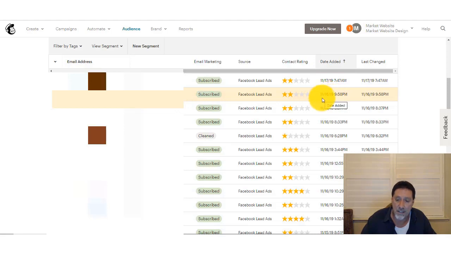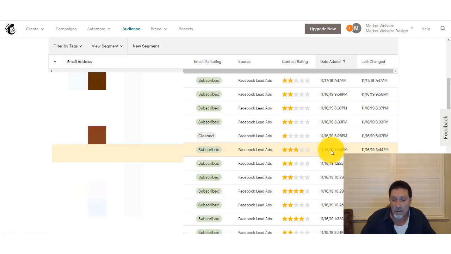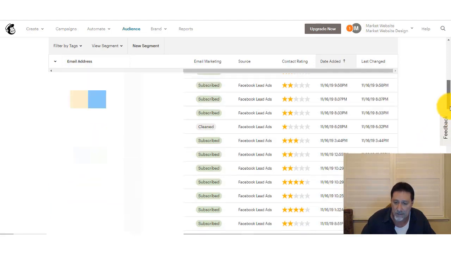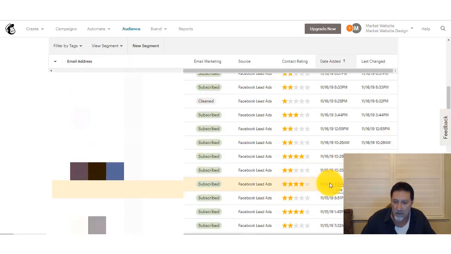Anyhow, we have a lead here on the 16th, another lead on the 16th, another one, another one, and another one, all the way down to here. So all these leads came in on the same day. Some of you are saying, hopefully that's good, or you can beat that, but this is all done with $5 ads. That's right.